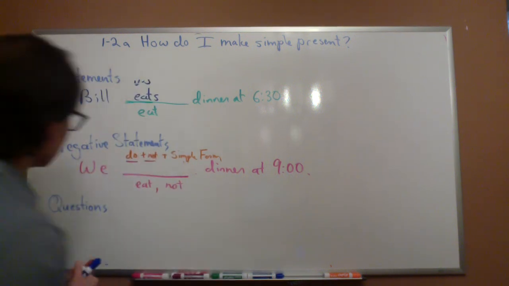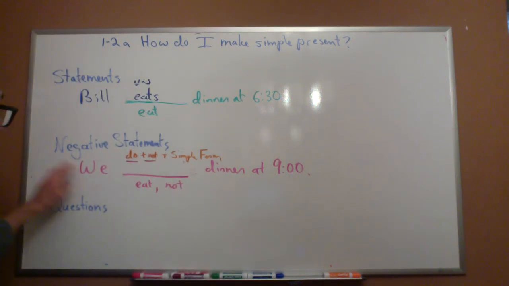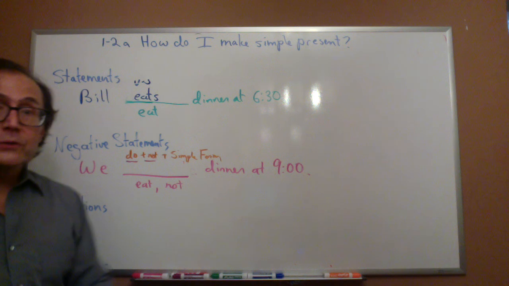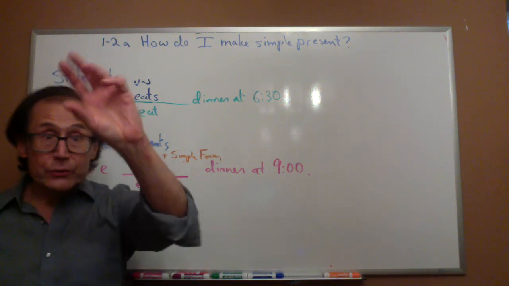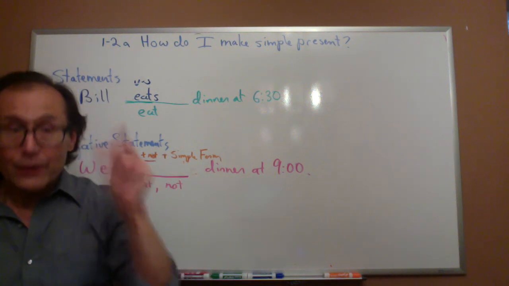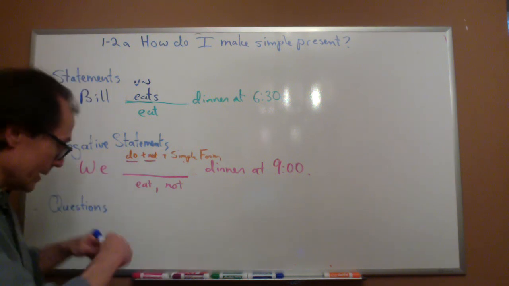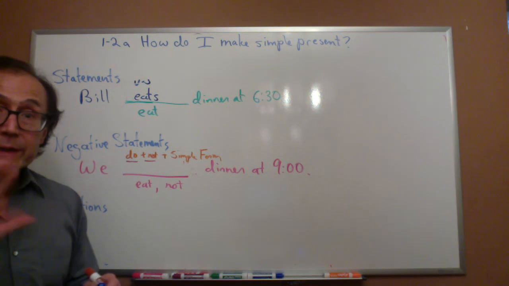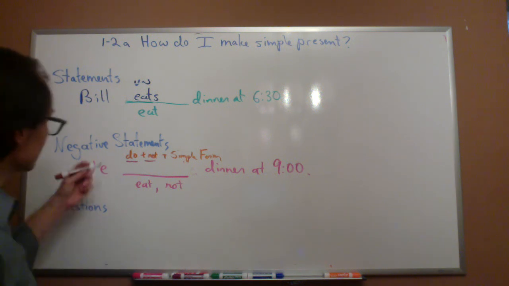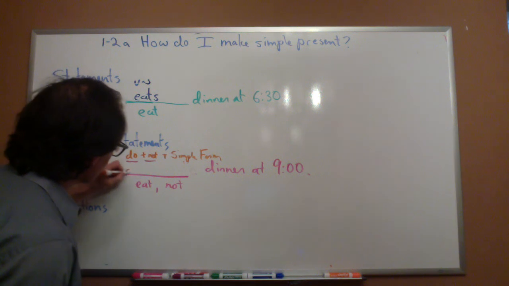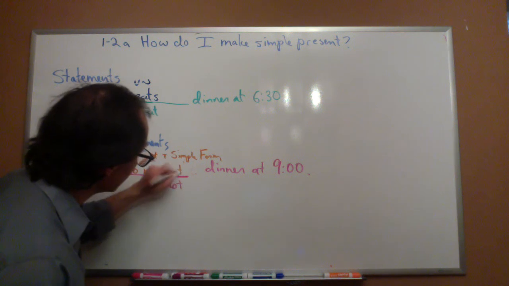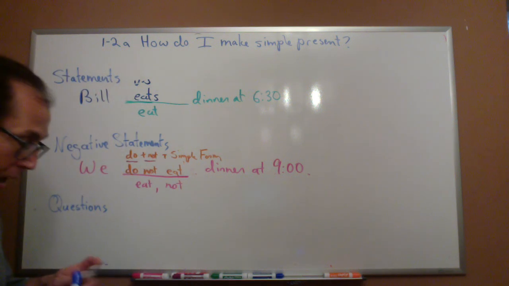Okay, now, negative statements. I'll use do and not for simple form. So I ask myself, with we, what form of do shall I use? Do I say we do or we does? I hope you know it's we do, right? Because he, she, it uses an S. Everything else, I, you, we, they, no S. And this is we. So I'd say we do not, and again, no S, eat dinner at 9.